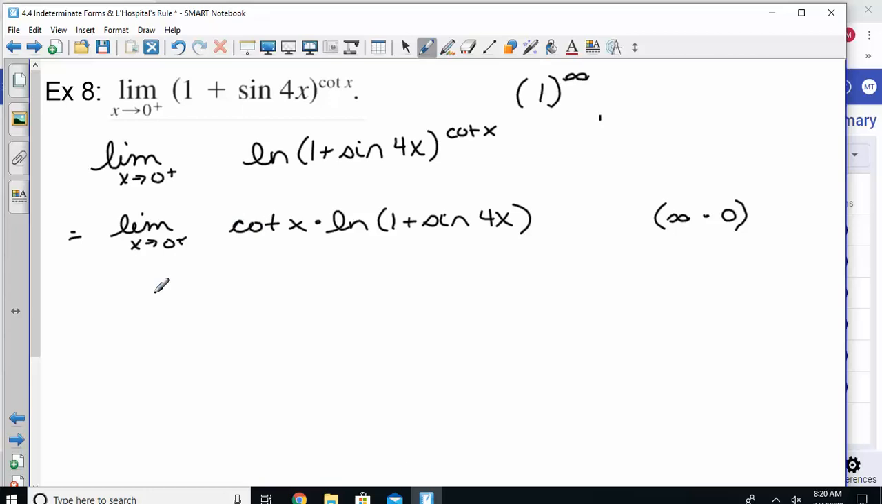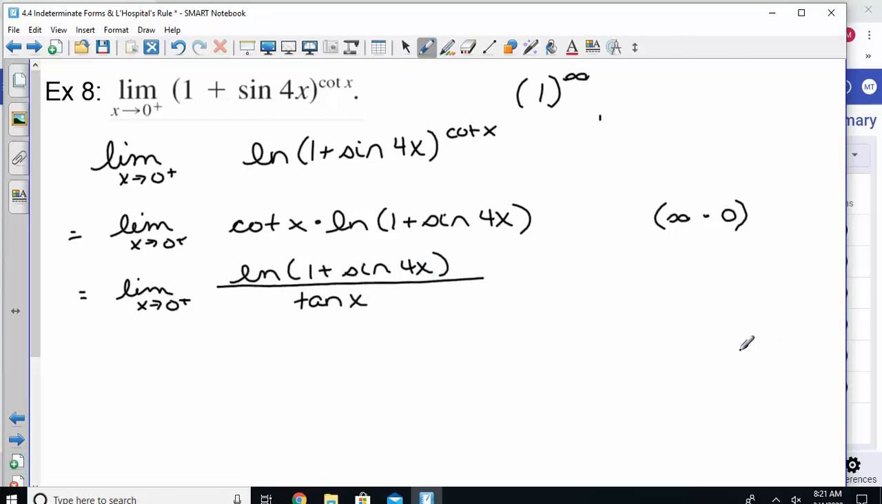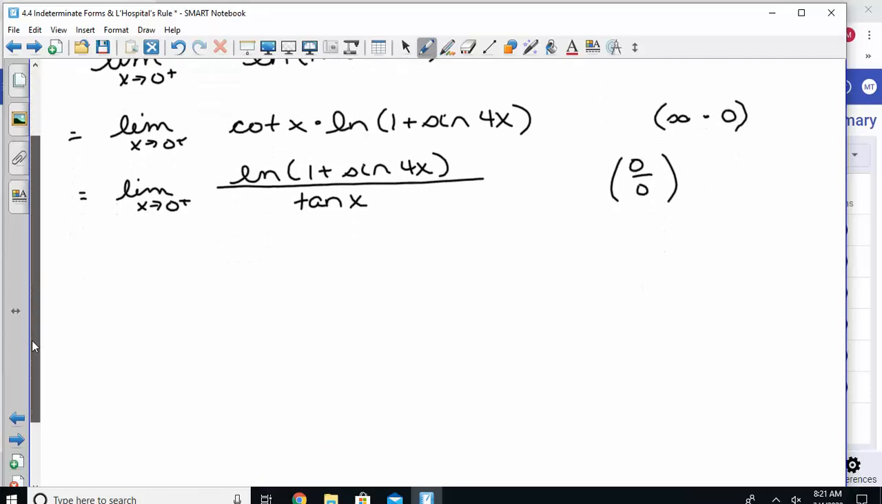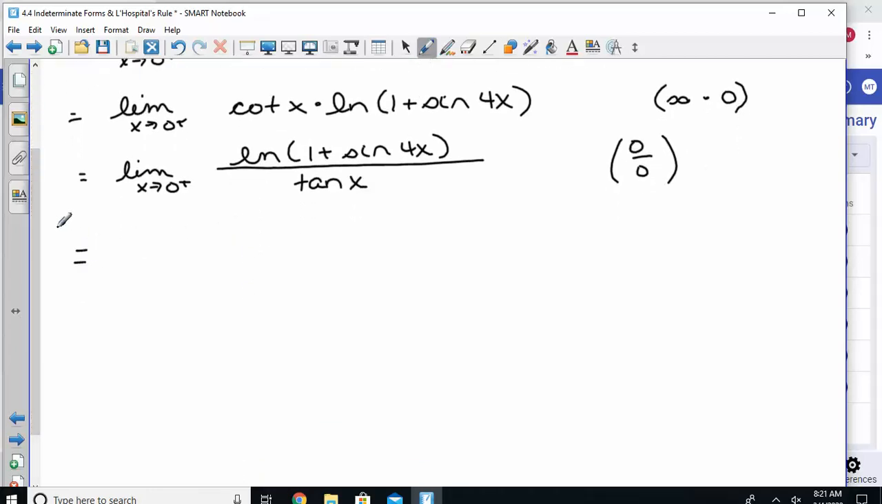If I'm going to drop one of those to the bottom, which one would you rather move? Cotangent. When I put it on the bottom, it would just become tangent. So now the top is still 0 over tangent of 0 is 0. So 0 over 0 means we do L'Hopital's.